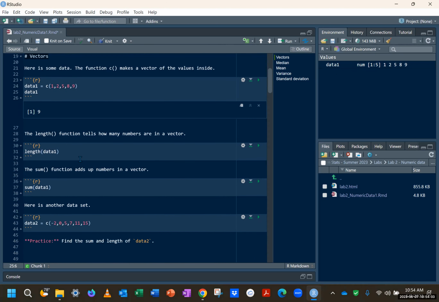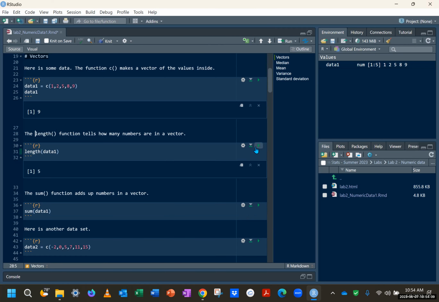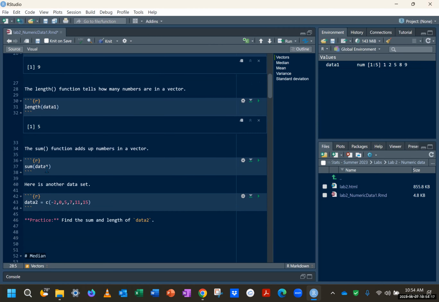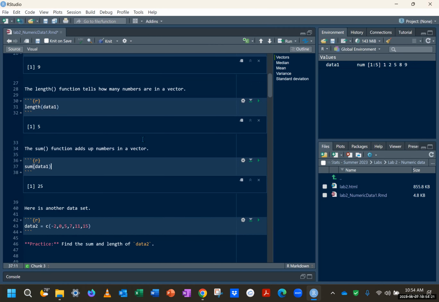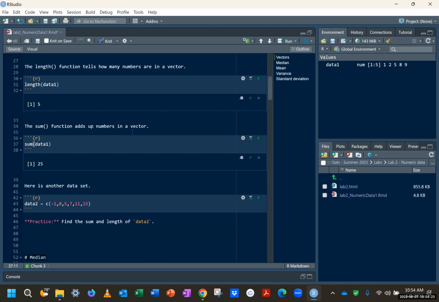So things we can do with the vector, we can say, what is the length of the vector? By using length and then parentheses. So that is 5. Again, we saw there was 5 points here. That's the number of numbers that are in my vector. We could also do something like sum of my vector. What are the points added up? So 25. So here's another data set, data 2.